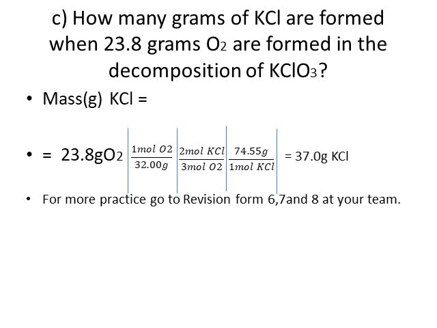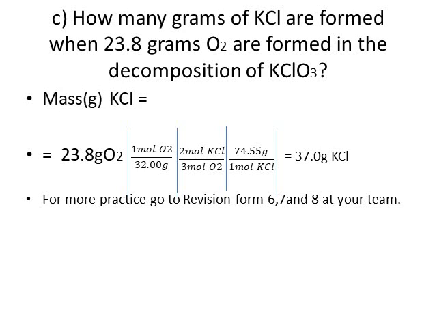The third point: how many grams of potassium chloride are formed when 23.8 grams oxygen are formed in the decomposition of potassium perchlorate? Now, I know the oxygen mass. What do I want to know? I want to know the mass of potassium chloride produced when this mass of oxygen is formed.